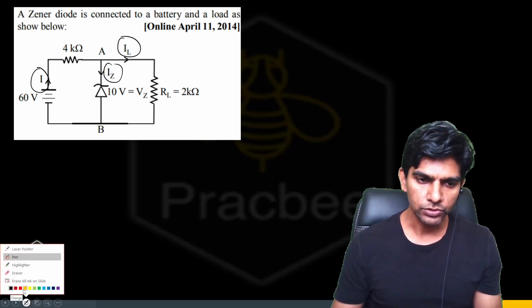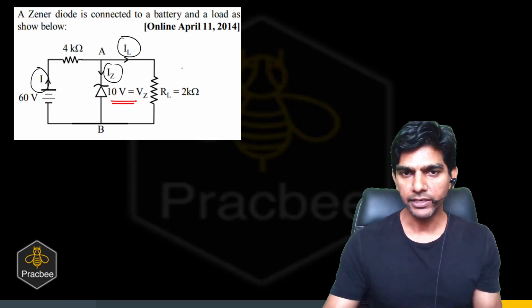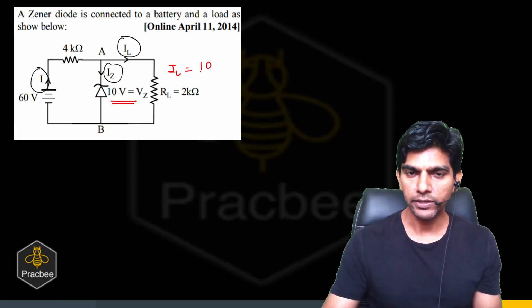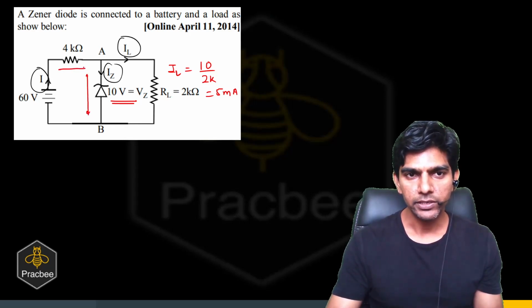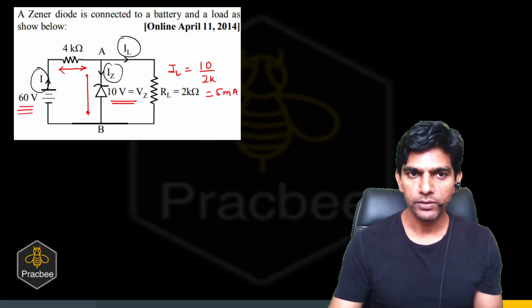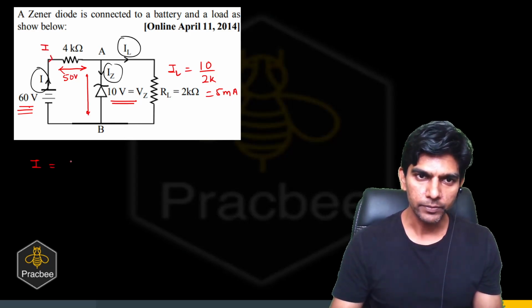Can you see in this question, the Zener voltage is 10 volts. So what is the load current? It is very easy, right? The load current will be the Zener voltage divided by the load resistance, that is 2 kilo. So it comes out to be 5 milliamperes. Now, if the potential drop across the Zener is 10, then what is the potential drop across the 4 kilo ohm resistance? Can you see the input voltage is 60? So across 4 kilo ohm, it will be 60 minus 10, so this will be 50 volts. So the input current will be 50 divided by 4 kilo, that comes out to be 12.5 milliamperes.